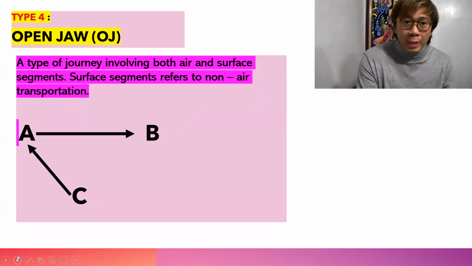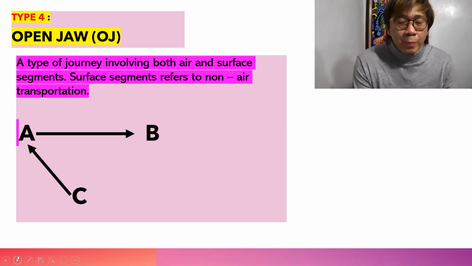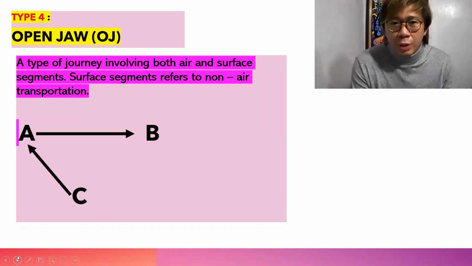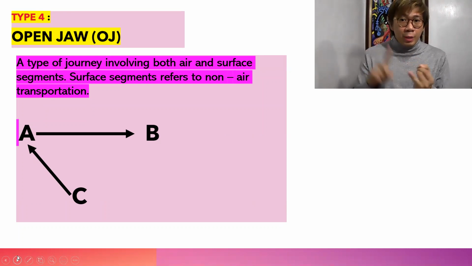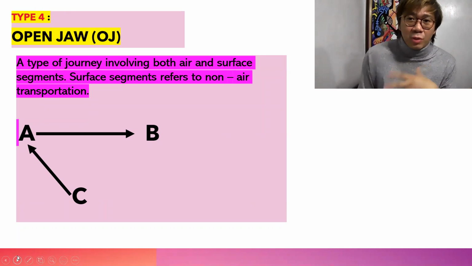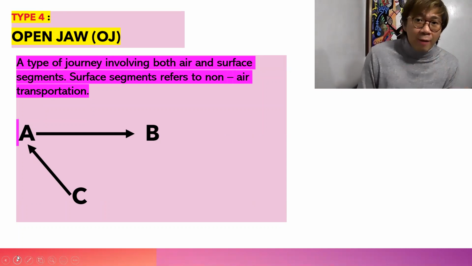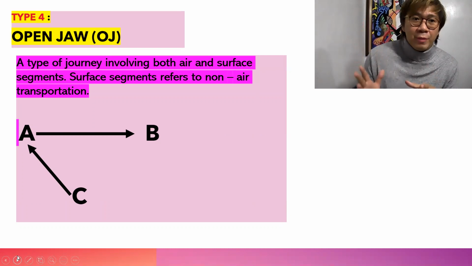Okay, next would be type 4, which is open jaw. So pag sinabing open jaw, it's a type of journey involving both air and surface segment. So ang definition dyan would be surface segment. Kasi yung one-way, round trip, open jaw, these are all involving air segments. So meaning to say, aalis sila sa pamamagitan ng eroplano. So they're going to travel using air transportation, while open jaw involves air and surface segments.